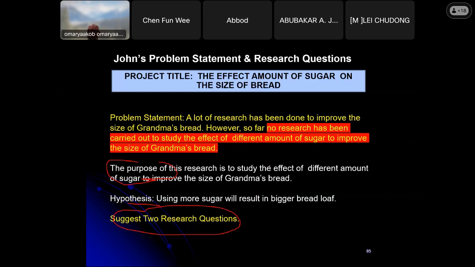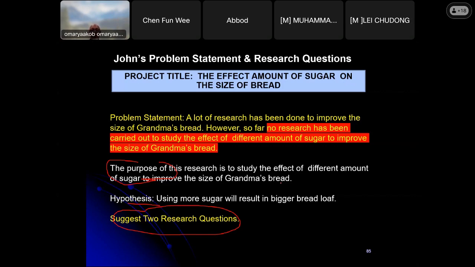Anybody want to say? Can I suggest, Prof? Yeah. Okay. Maybe one of the research questions is, what is the suitable amount of sugar to have a bigger size of grandma's bread? Yeah. Okay. So that's one of the research questions. And the first research question could be the second one. Yeah. The first one is, will it have an effect in the first place? Okay. So he wants to study the effect, but is there an effect?